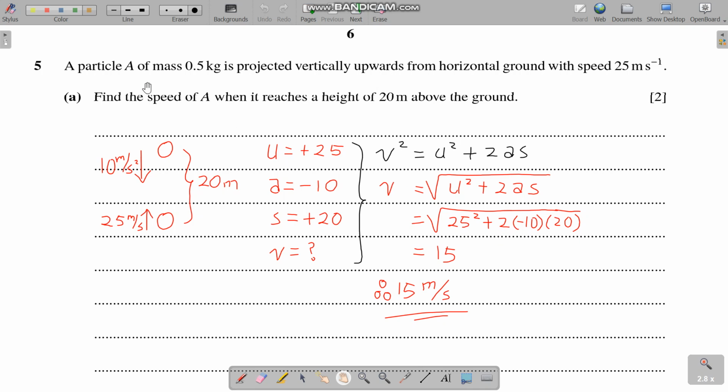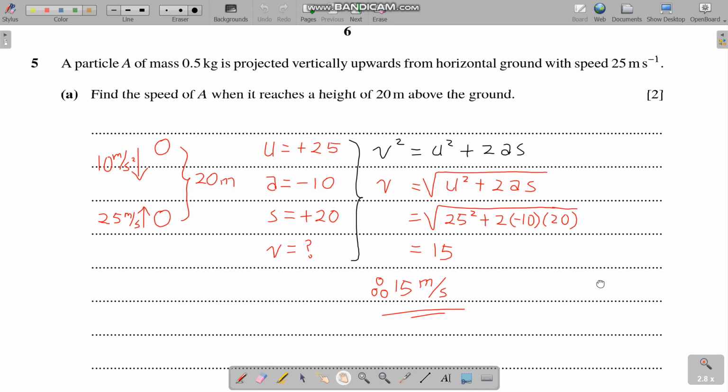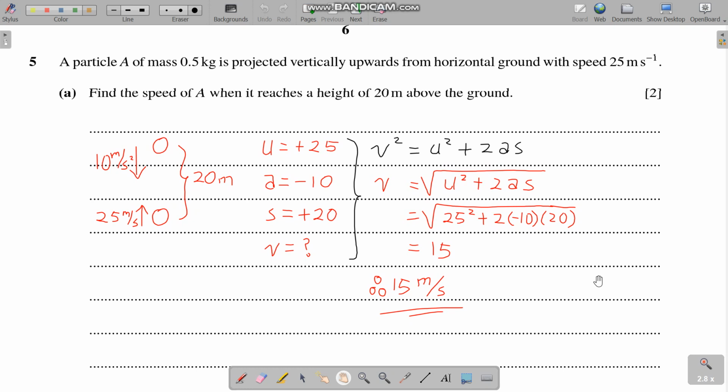And kinematics. A particle of mass 5.5 kg is projected vertically upwards from horizontal ground with speed 25 meters per second. Find the speed when it reaches a height of 20 meters above the ground. So the object is going upwards. We have initial velocity, we have distance traveled upwards, and we have the acceleration downwards. Let's say upwards is positive and downwards is negative.